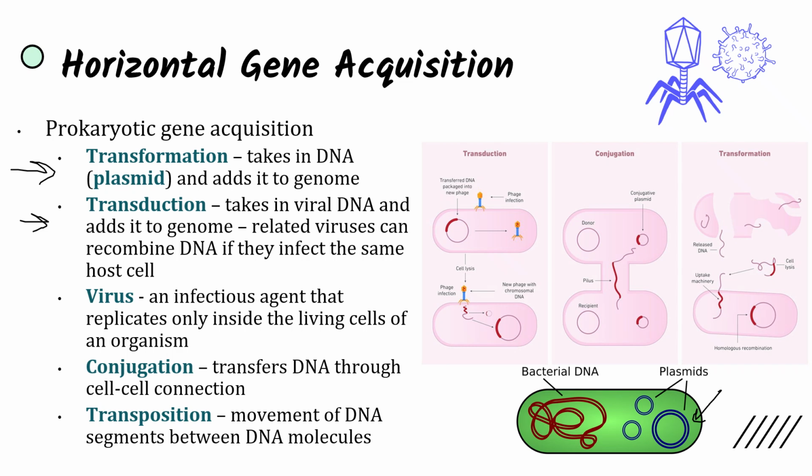And a virus is an infectious agent that replicates only inside the living cells of an organism. So in order to replicate, transduction must occur. We also have conjugation, where DNA is transferred through cell-cell connection, and then it can be incorporated into the genome of the other cell. And lastly, we have transposition, which is the movement of DNA segments between DNA molecules. So within the same DNA molecule, segments can move around, changing gene expression.